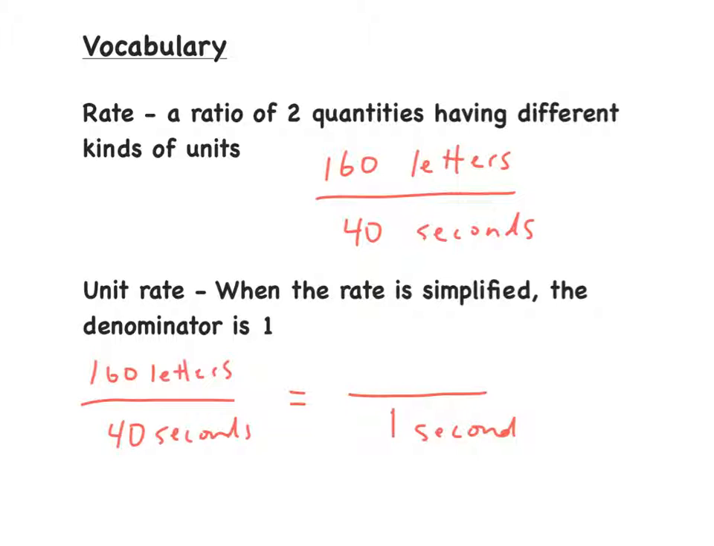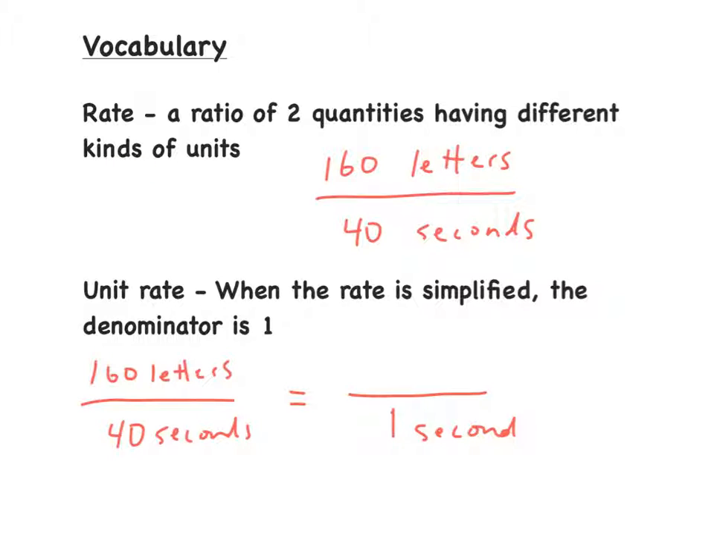Alright, so today we are going to be talking about unit rates. So first off, we have some vocabulary. We have two things. The first thing is a rate. The second thing is a unit rate. So since we're talking about unit rates, we need to figure out first what is a rate. A rate is a ratio of two quantities that have different kinds of units.